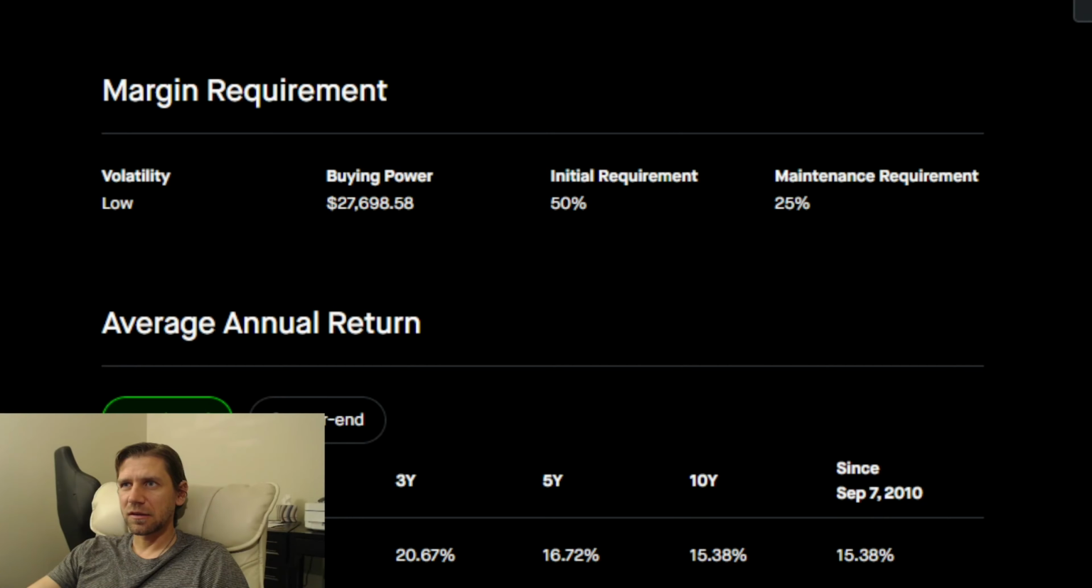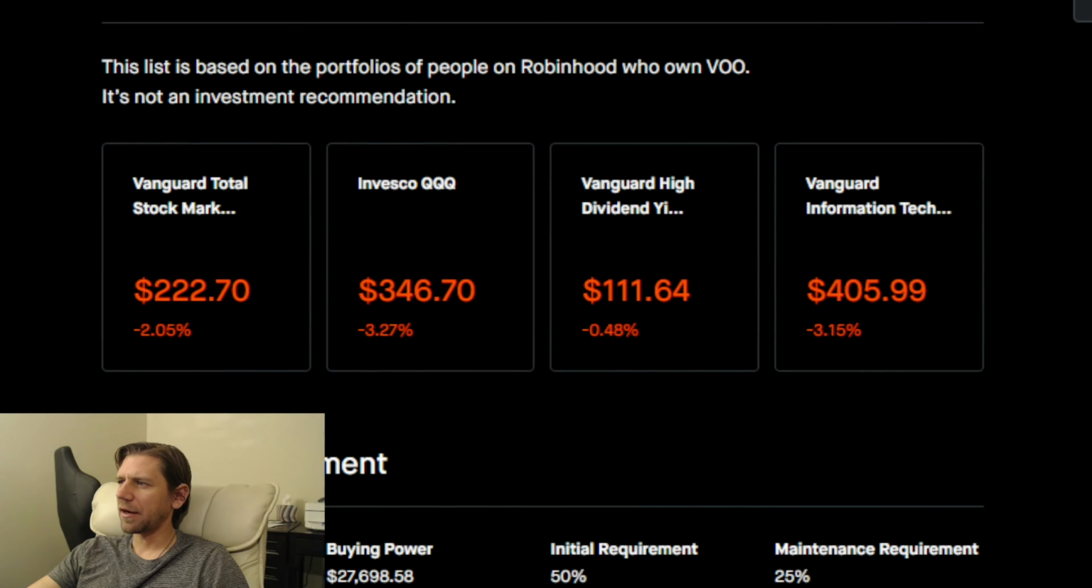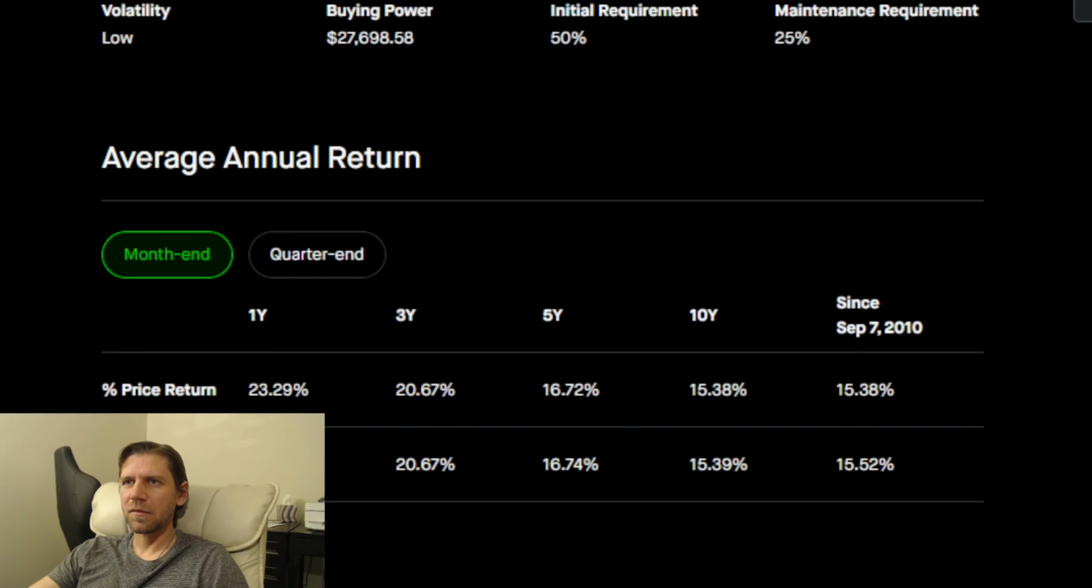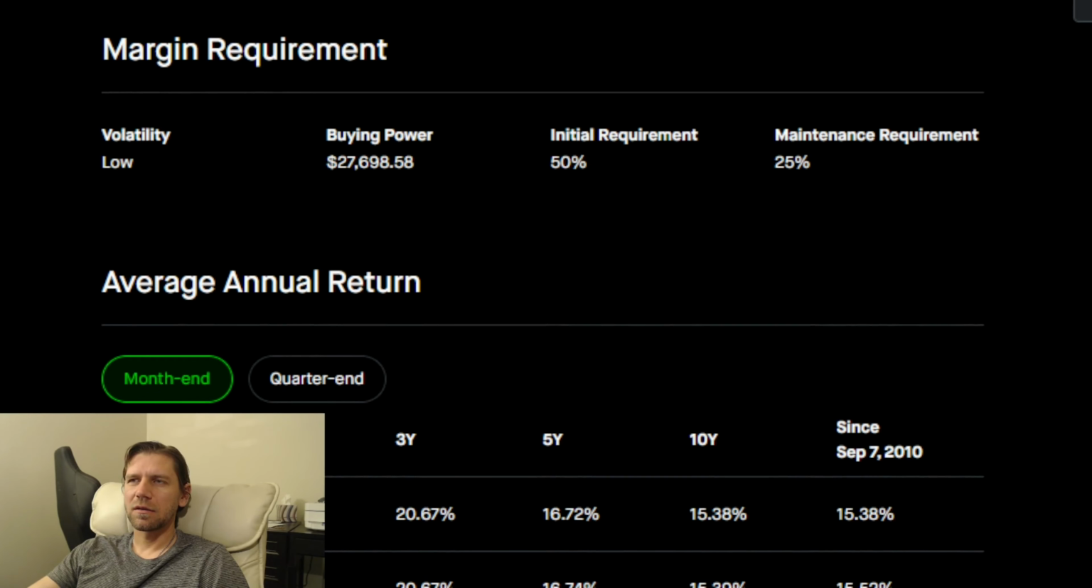So first, we're going into the Robinhood app. This is the desktop version. At the very bottom here, you're going to find these three. The margin requirement. It shows volatility, initial requirement, and maintenance requirement. So the volatility is important because it tells you if it's a very volatile instrument. The more volatile it is, the riskier it is.